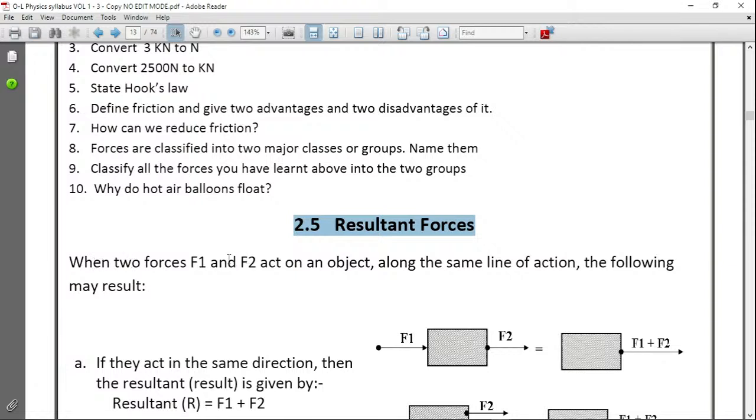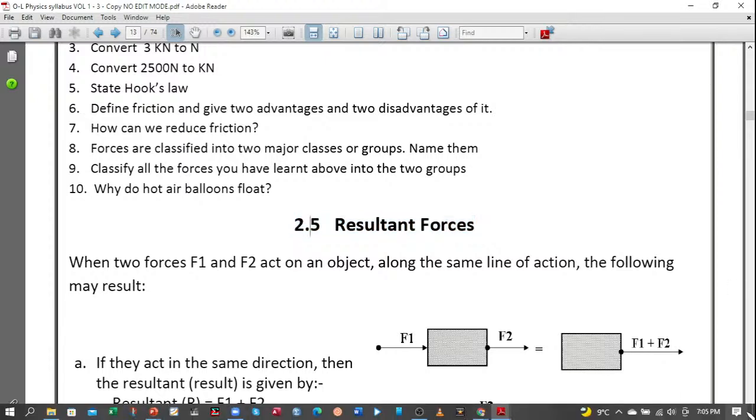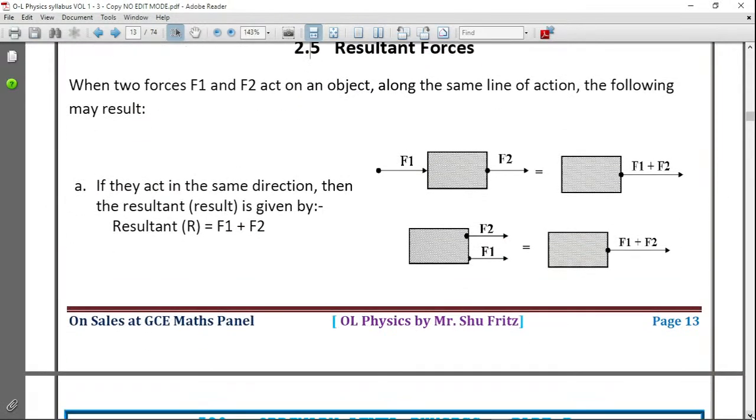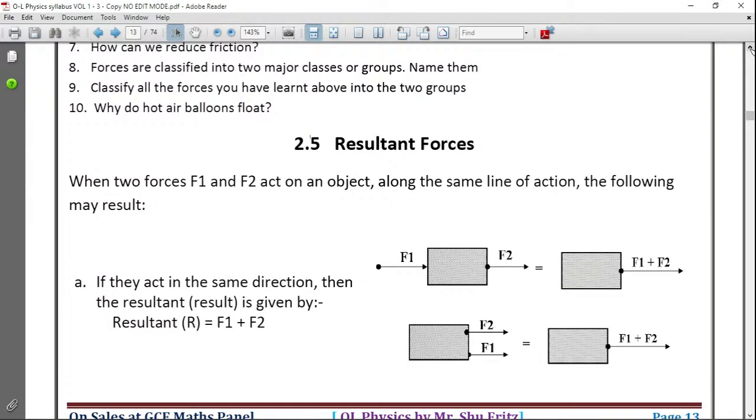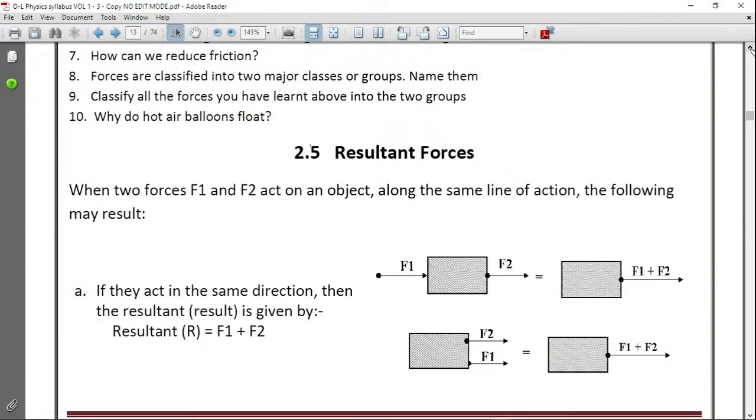When two forces F1 and F2 act on an object along the same line of action, we may have the following results. So here we are looking at resultant forces. When two or more forces act on an object, there will be a resultant force, right? Like if a small car hits a trailer, there should be a resultant force. So now let's look. If two forces F1 and F2 act on an object along the same line, this is the line of action, then the following may result.